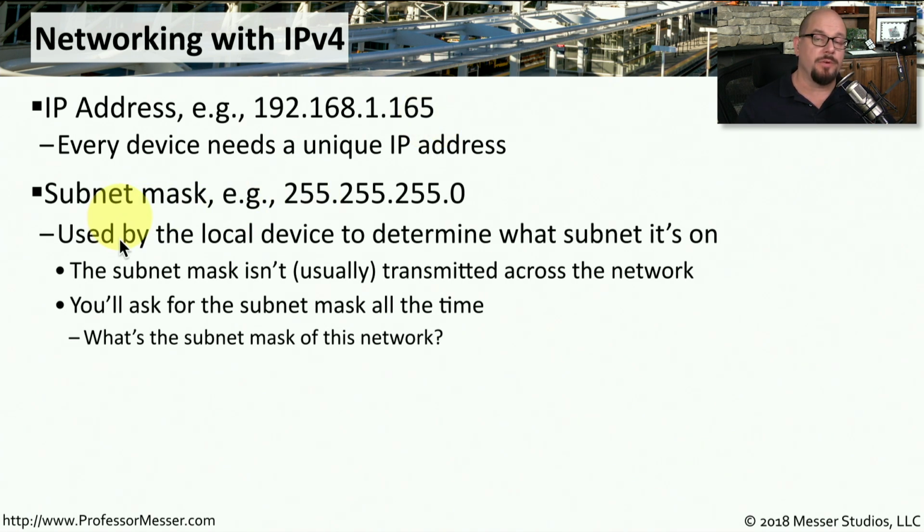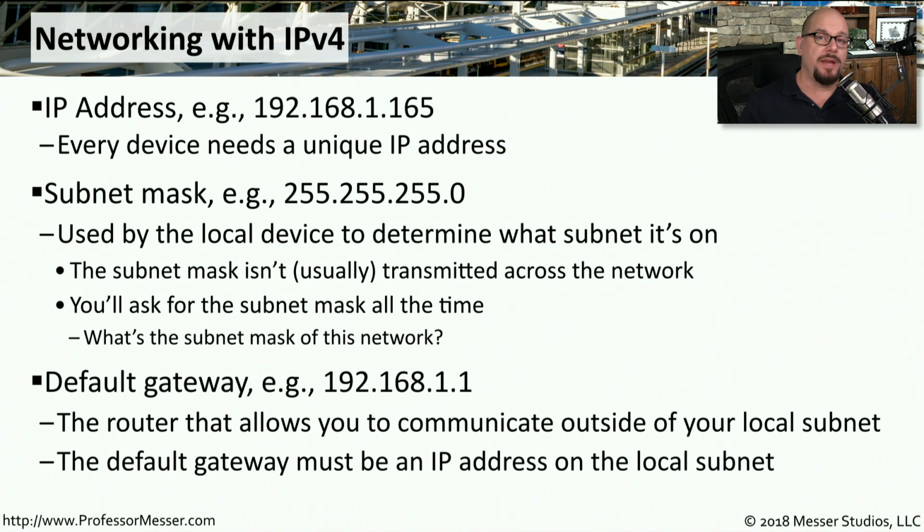The second piece of information you'll need to configure is the subnet mask. An example subnet mask is one like 255.255.255.0. This is a value that's used by the local device to determine what IP subnet it happens to be on. The subnet mask is usually something you configure on the local workstation. It's not a value that's generally transmitted across the network. And if you're someone who's configuring an IP address on a device, it's very common to ask at the same time for both the IP address and the subnet mask for a workstation.